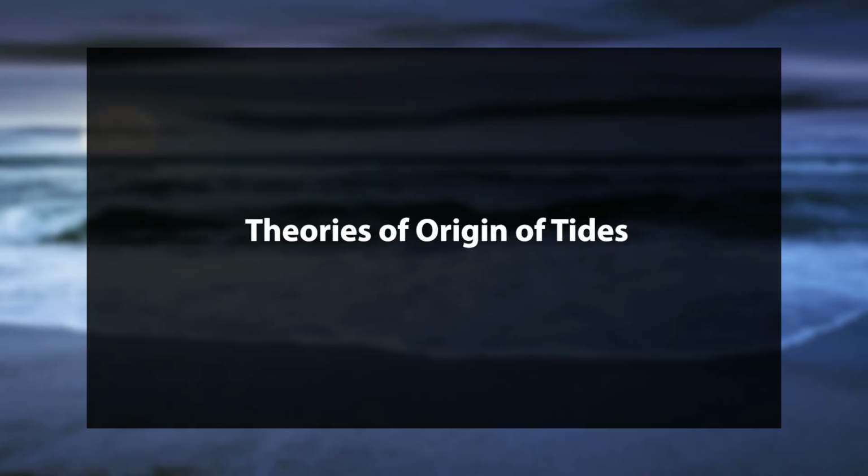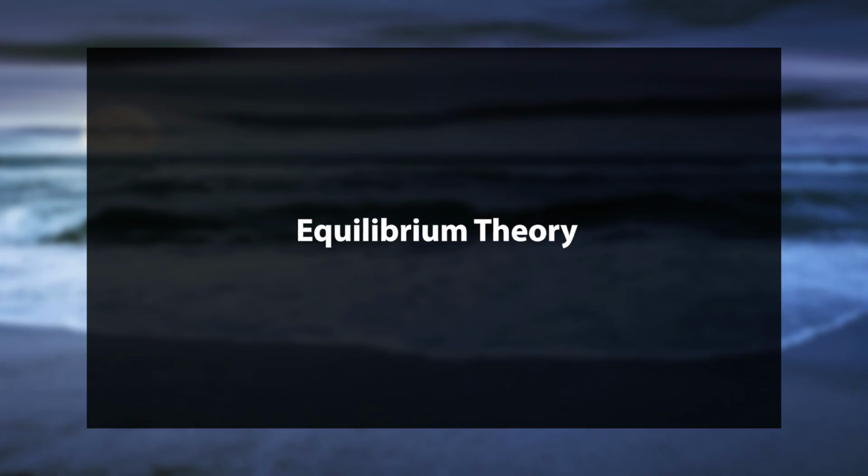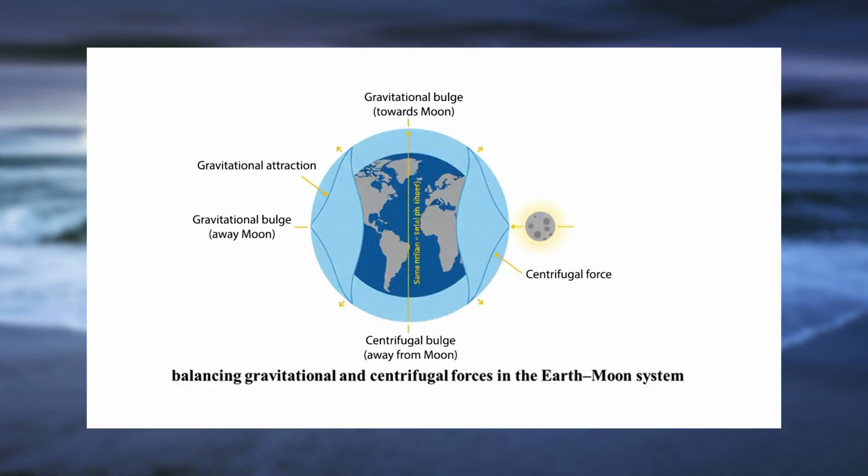Now, we will come to another important topic, that is known as theories of origin of tides. Four most popular theories of tides have been discussed. The first theory is the equilibrium theory. The equilibrium theory explains tides by balancing gravitational and centrifugal forces in the Earth-Moon system.